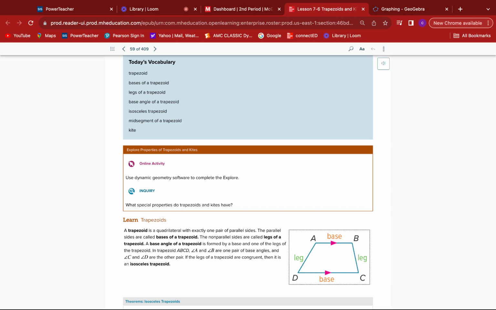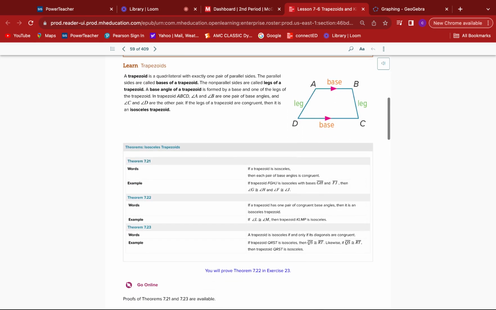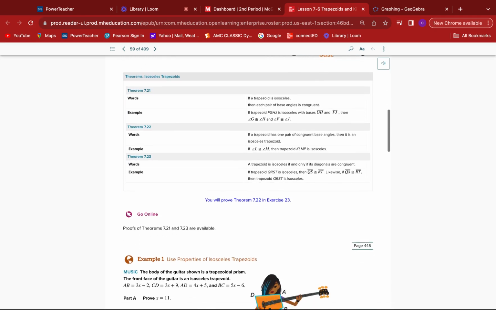We're going to get into the mid-segment. You don't have a mid-segment in this particular figure, so I'm sure they're going to give us one. But if you take the middle of one leg, AD, and connect it to the middle point of the other leg, BC, you've got what's called a mid-segment. And then we'll get into kites later.